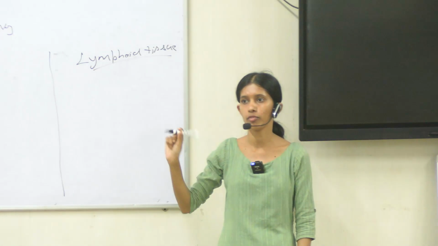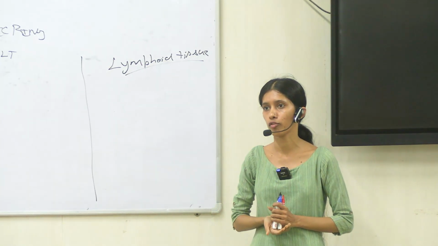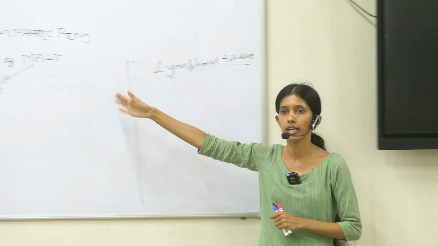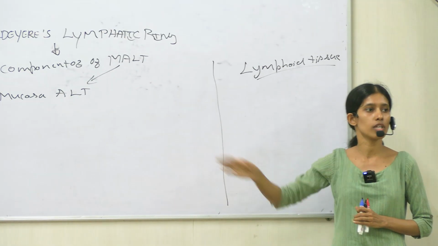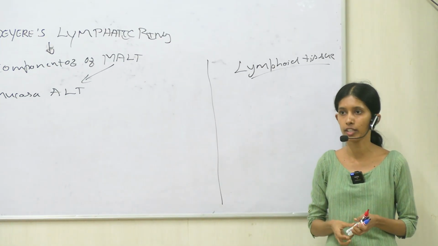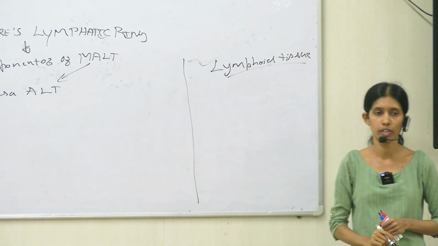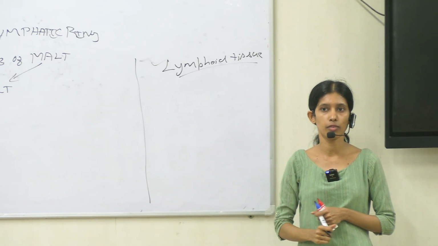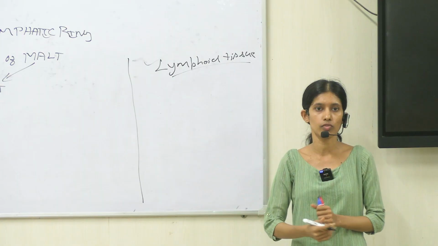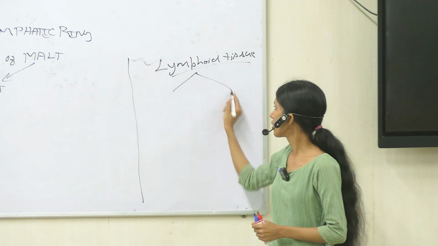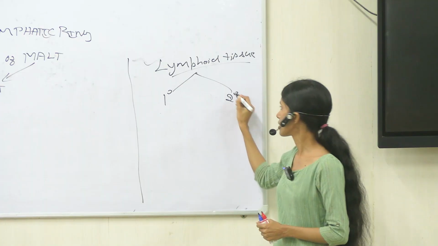Your Waldeyer's lymphatic ring is a component of mucosa, and we all know MALT, and MALT stands for Mucosa-Associated Lymphoid Tissue. If you remember the general anatomy concept of lymphoid tissue, how do we divide the lymphoid tissue? What are the categories we see in the lymphoid tissue? Okay, very good. We see primary and secondary.